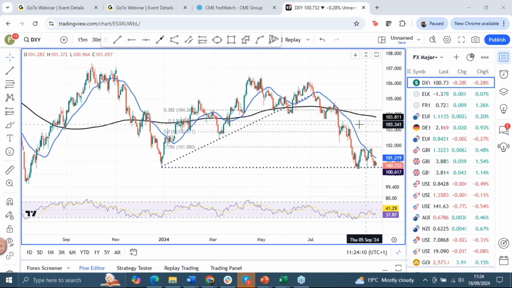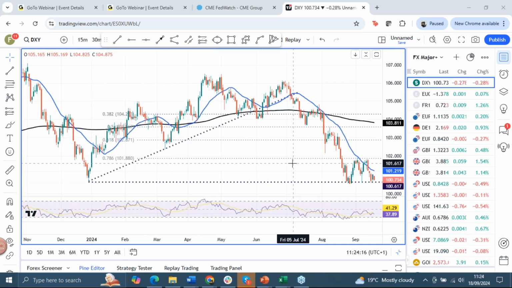So much dovishness priced in. If they go 50, of course, then potentially we get a knee-jerk reaction. And then it will depend on Chair Powell's press conference, of course, and then the dot plots as well.